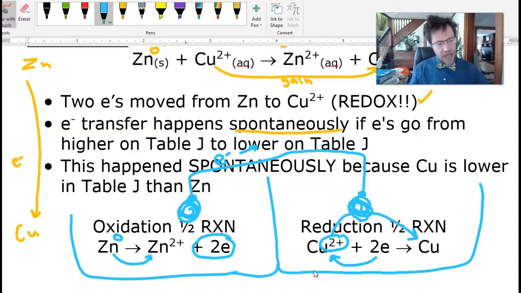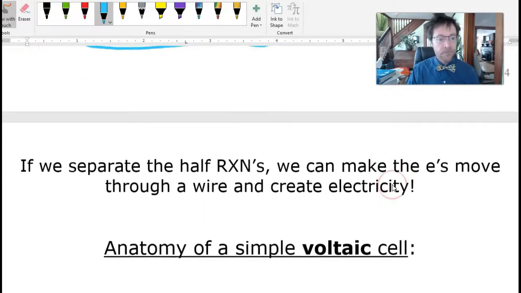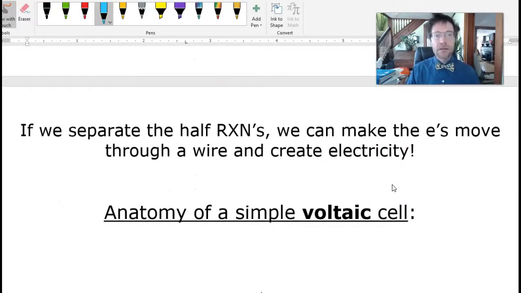So why did we learn half reactions? Because a half reaction is half of a redox reaction, and it turns out it's also half of a battery. You have to have one half over here and one half over here. You guys get what I'm saying? So if we do separate the half reactions, we can make them move through a wire and do stuff like make a light bulb light, make a computer compute and stuff like that. So, let's start with the very, very beginnings now.